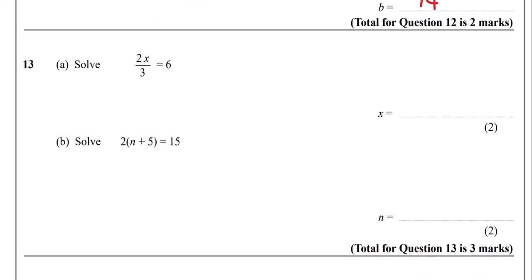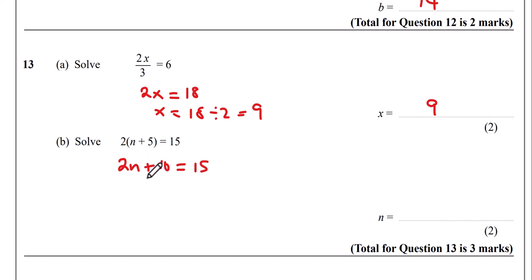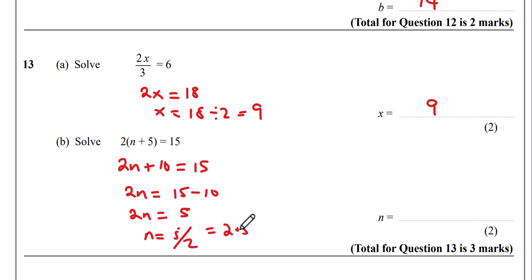And of course you go for the next question. 3 and 6 is 18, so 2x is equal to 18, and divide both sides by 2. 18 divided by 2, that's going to be 9, so x will be 9. And of course for the second part, because this cannot be divided by 2, or it can, but it's going to give 7.5, I think I want to go straight by expanding this bracket. So open the bracket, that's 2n plus 10 equals 15, and subtract 10 on both sides, so 2n is 15 minus 10. Now 15 minus 10 is 5, and divided by 2, n is 5 divided by 2, so that's going to be 2.5, so n is 2.5.